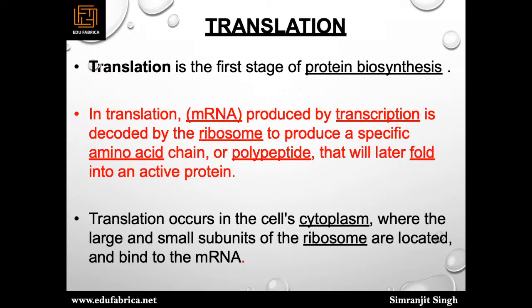So the next step is translation, which is a stage of biosynthesis in which your mRNA produced by transcription is decoded by the ribosome to produce specific amino acid chains, which later fold into your active protein. This translation does not happen in the nucleus, it happens outside the nucleus, that is, in your cytoplasm, where the large and the small subunits of your ribosome come together and bind to the messenger RNA.